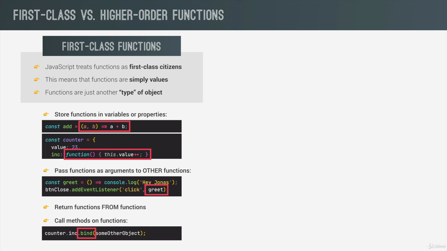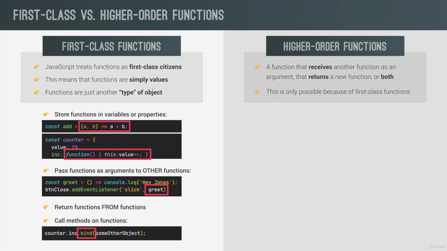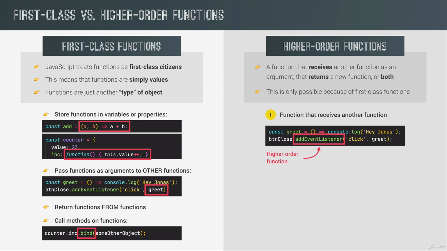All right. Now, the fact that JavaScript has first-class functions makes it possible for us to use and write higher-order functions. So, a higher-order function is either a function that receives another function as an argument or a function that returns a new function. So let's check out both types here. First, for functions that receive another function, we have this same example as before. So here, the addEventListener function is the higher order function. And why? Well, because it receives another function as an input. In this case, the greet function.